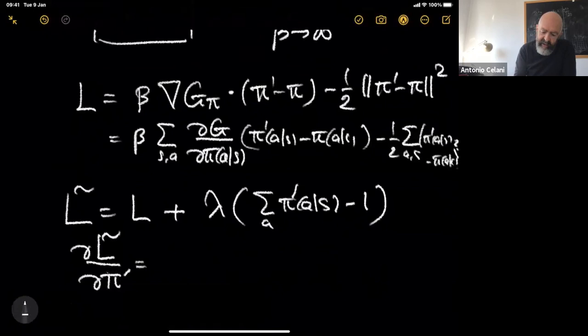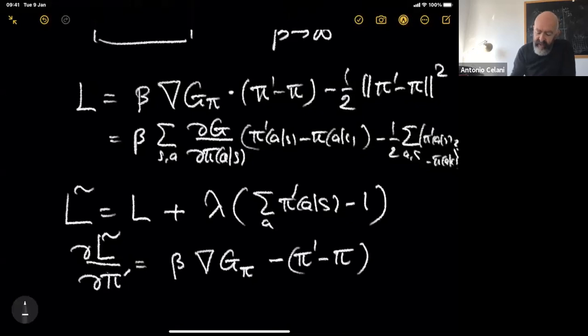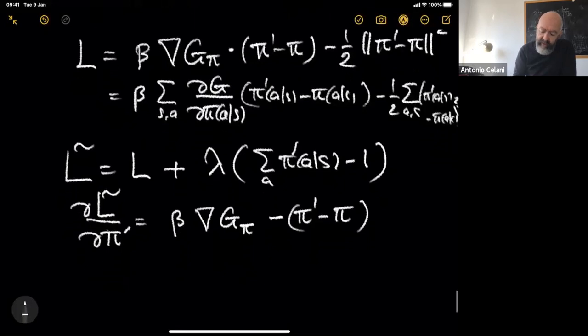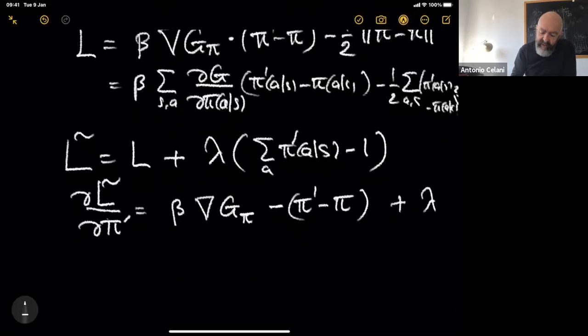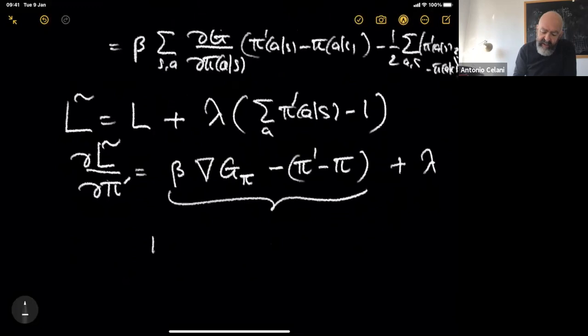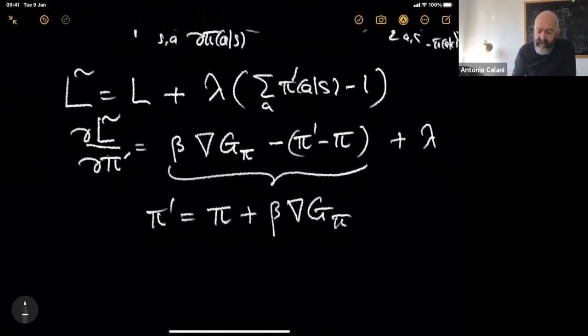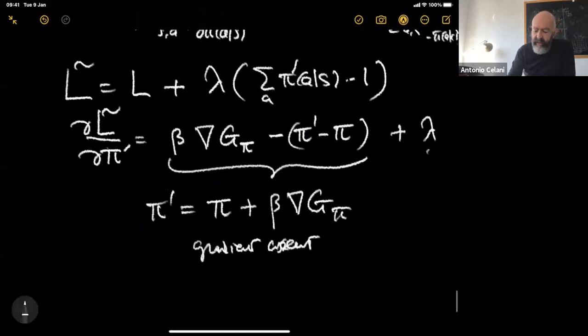How does that look? Well, it's very simple because the first term here is linear. So the derivative gives me beta grad g pi. The second term is quadratic, which gives me minus pi prime minus pi. And then I have the Lagrange multiplier, which enforces the normalization. But let's ignore this for a moment. This gives me pi prime equals pi plus beta grad g pi. So this is the gradient ascent step, and what this object here does is enforce normalization. So this is the projection.